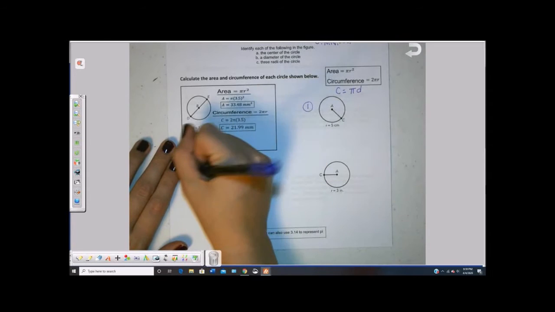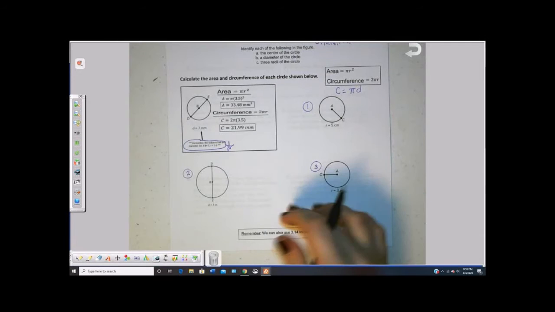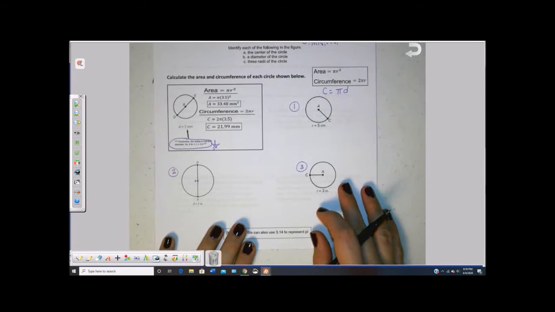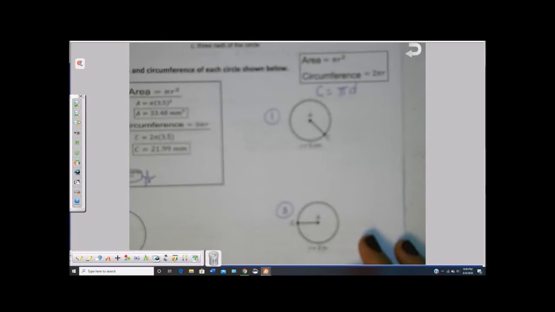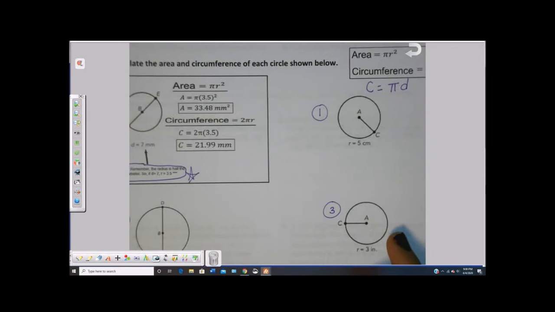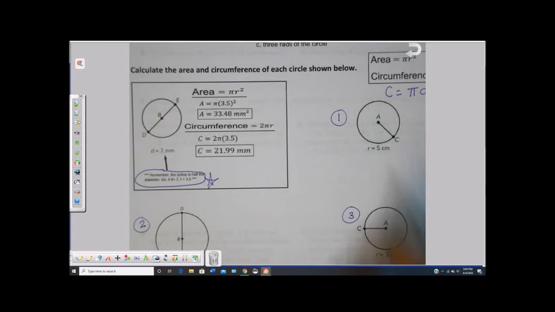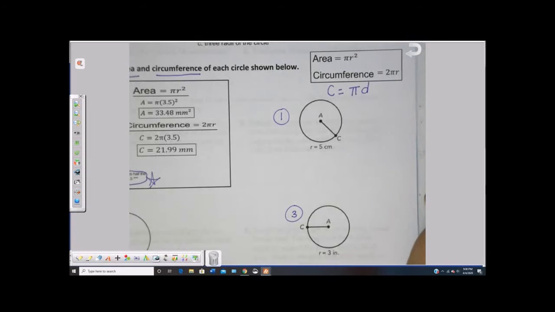So I numbered these 1, 2, and 3. So when I'm saying looking at number 1, looking at number 2, or number 3, you're not confused. I'm also going to zoom in a little bit so you can kind of see what I'm doing, so it's not too far away. And remember, we're finding area and circumference.